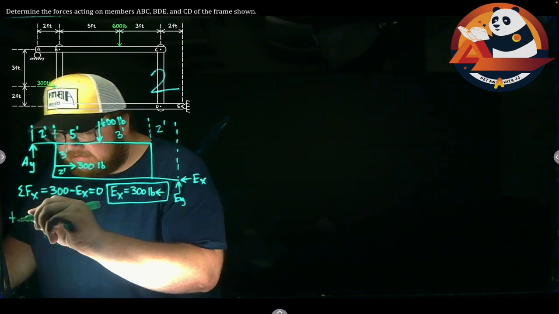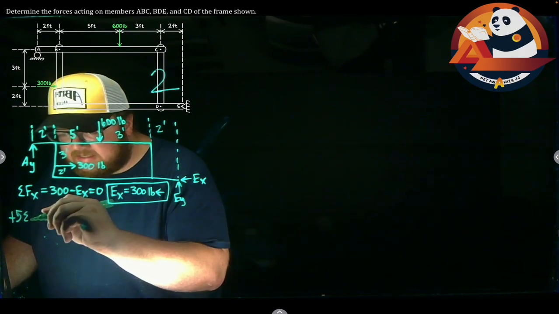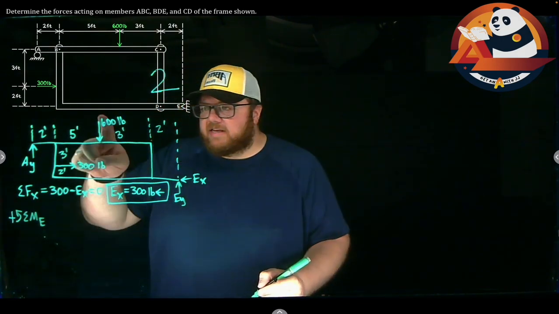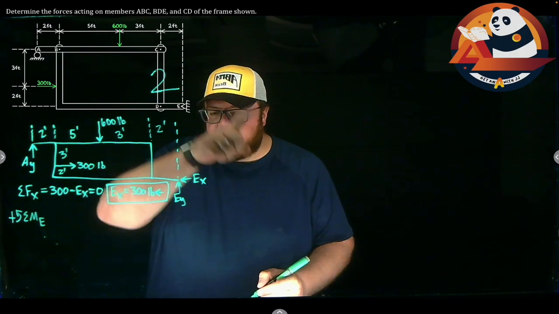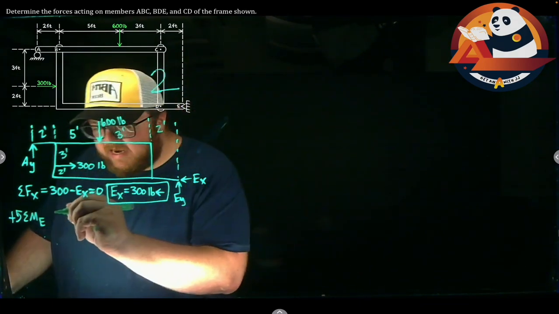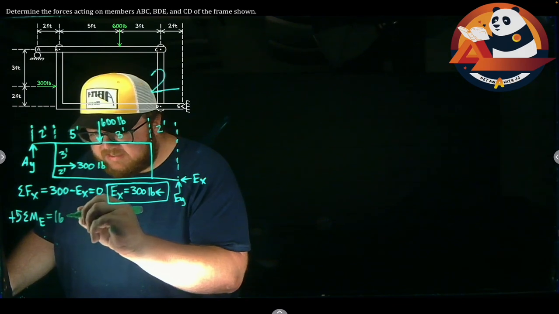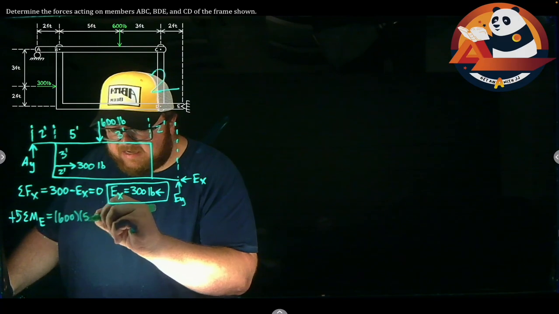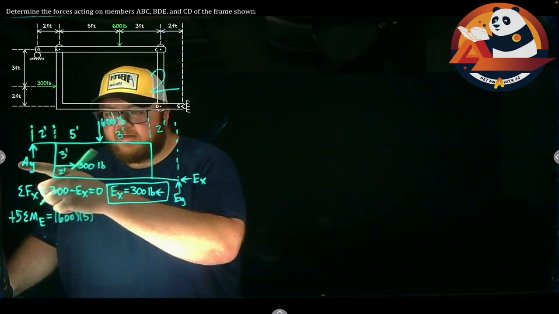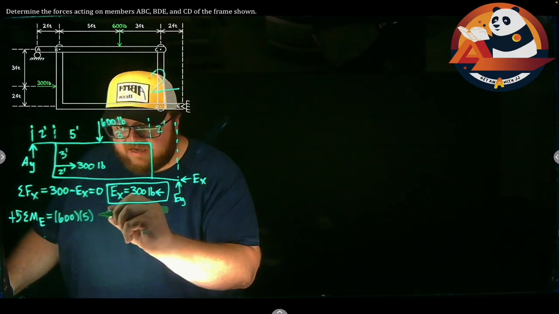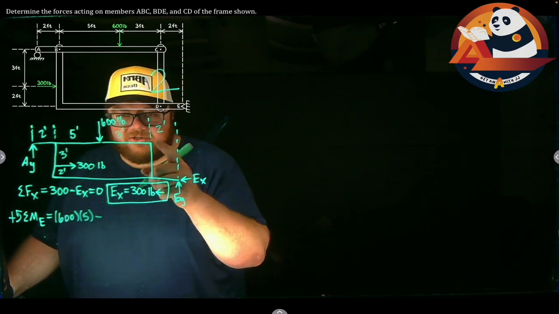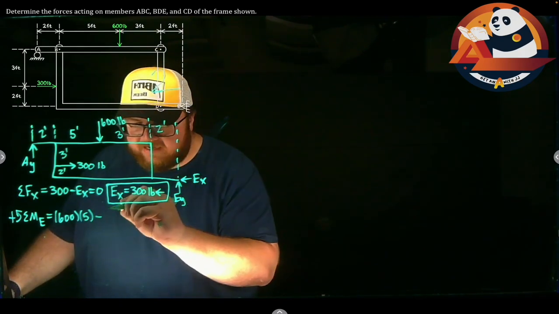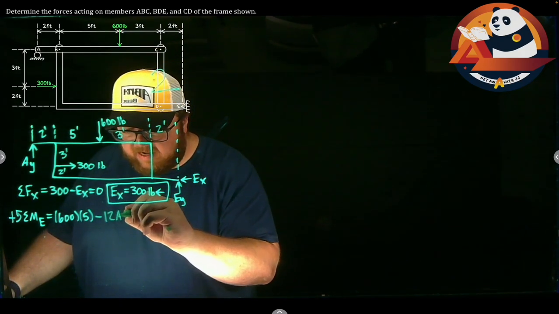With positive going counterclockwise, let's sum up my moments about point E. Let's get that 600-pound force in there. It's going to cause a counterclockwise rotation about E, so put that in as positive. Force is 600. My distance is 2 plus 3, which is 5. 600 times 5. AY would cause a clockwise rotation, so subtract it off, and my distance is 2 plus 3 plus 5 plus 2, 12. So minus, because it's clockwise, 12 AY.